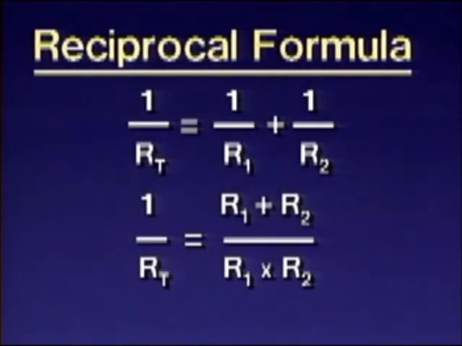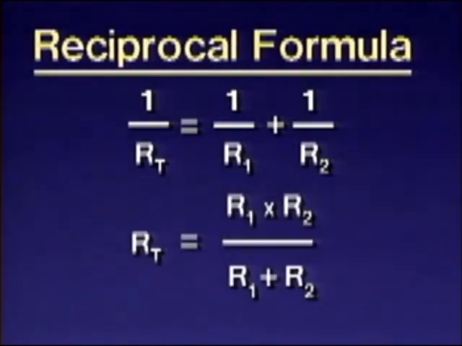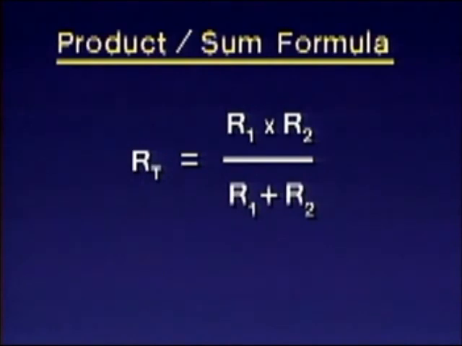Now the equation reads 1 divided by RT equals R1 plus R2 divided by R1 times R2. By cross-multiplying, you get RT times R1 plus R2 equals R1 times R2. Finally, by dividing each side of the equation by R1 plus R2, you get RT equals R1 times R2 divided by R1 plus R2. This is the product divided by the sum formula. As stated earlier, it can be used to determine the total resistance in parallel circuits with only 2 branches.